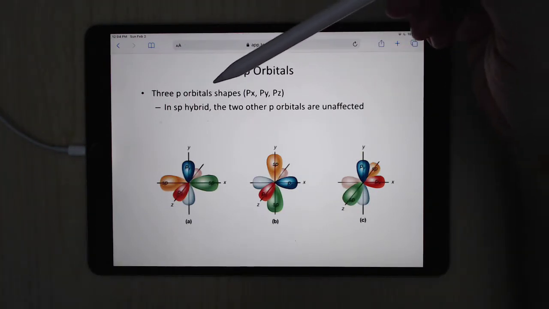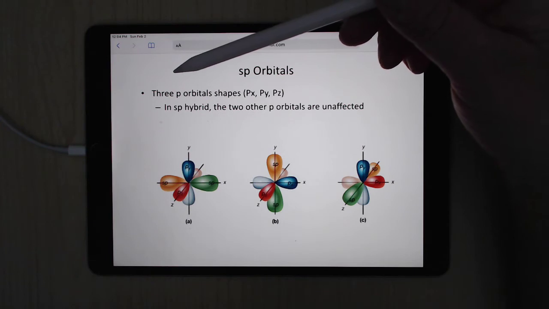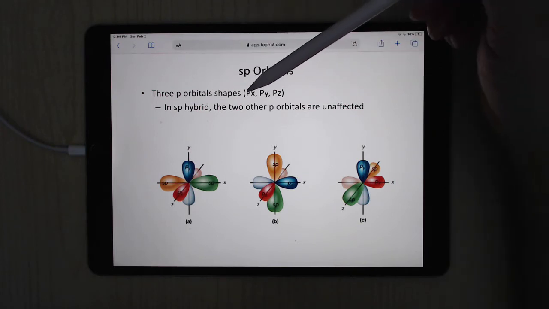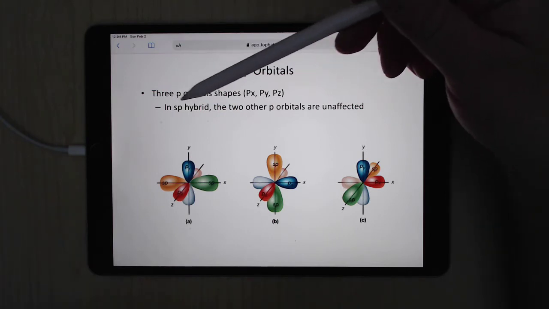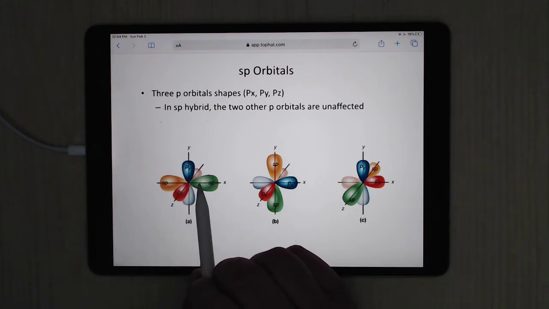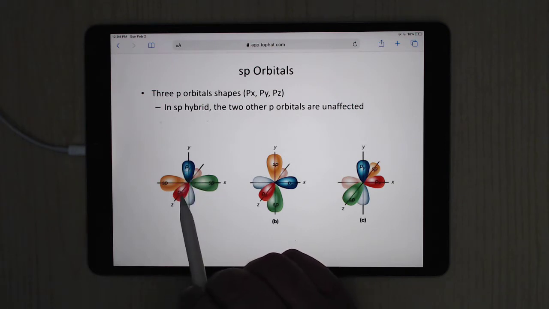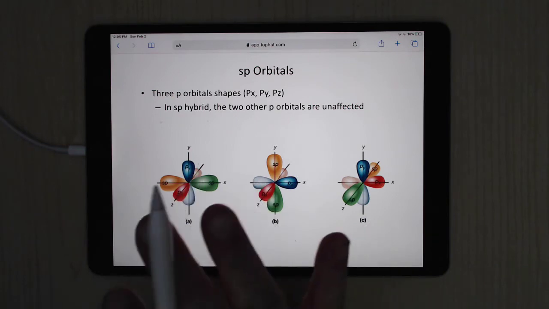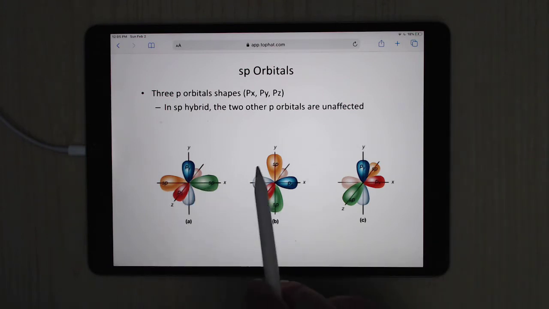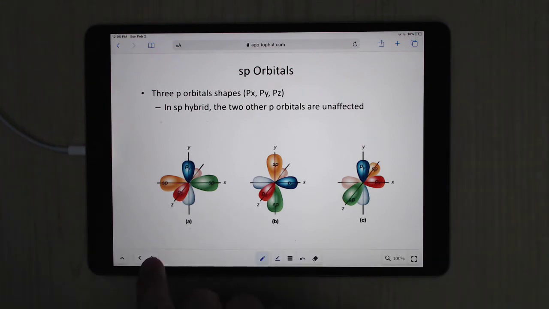If you combine one of the s's, oh, and remember that you have the px, the py, and the pz. In a hybrid orbital, the other two that are not hybridized, right? So if we're going to hybridize the px and the s orbital, the py and the pz remain unchanged. We haven't dealt with them; they're still the same shape. It's just this sp orbital that's changed. And whether you do the x, the y, or the z, it doesn't matter. The other two are unchanged.